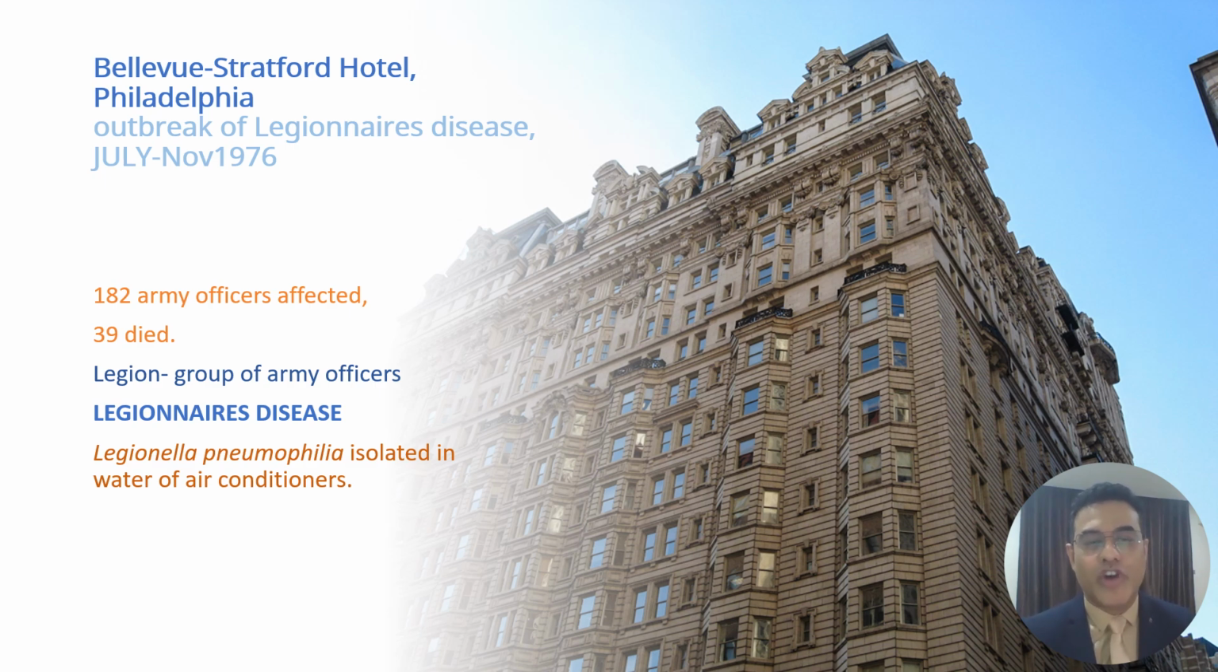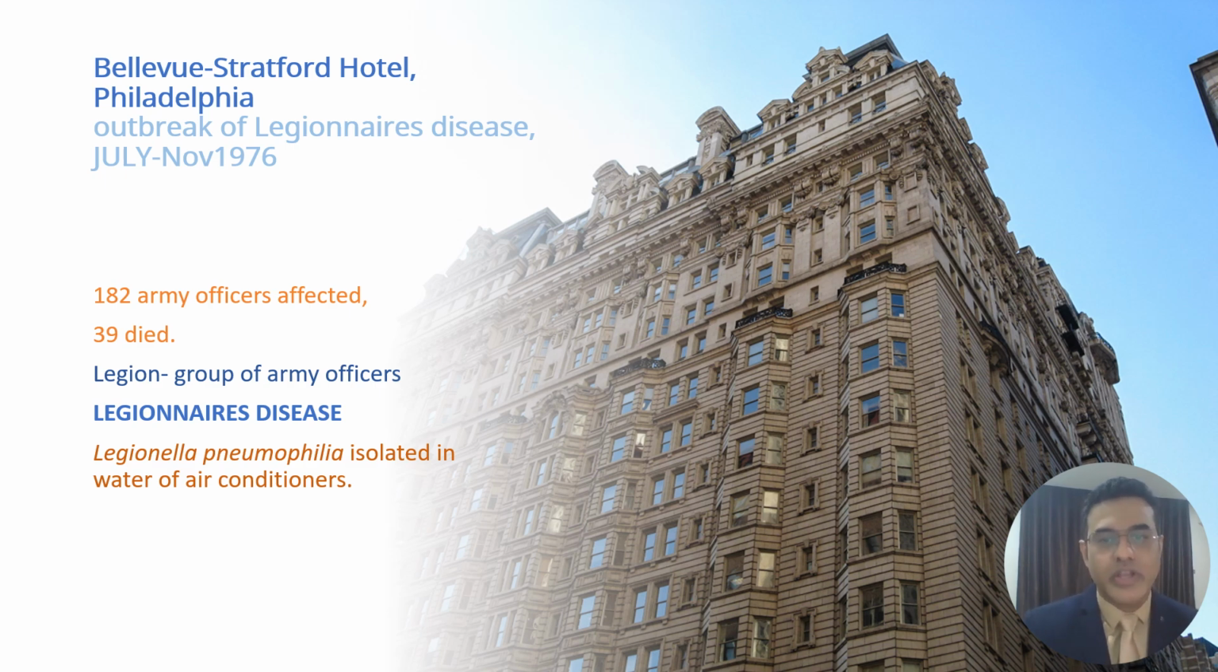Legion means the group of army officers. In 1976, there was a meeting of army officers in that hotel in Philadelphia, where they all acquired infection by staying there. Almost 182 army officers got severely affected. Among them, 39 have died, unfortunately. And from then, it is labeled as Legionnaires disease. And later, they isolated Legionella pneumophila from the water of air conditioners in the hotel.